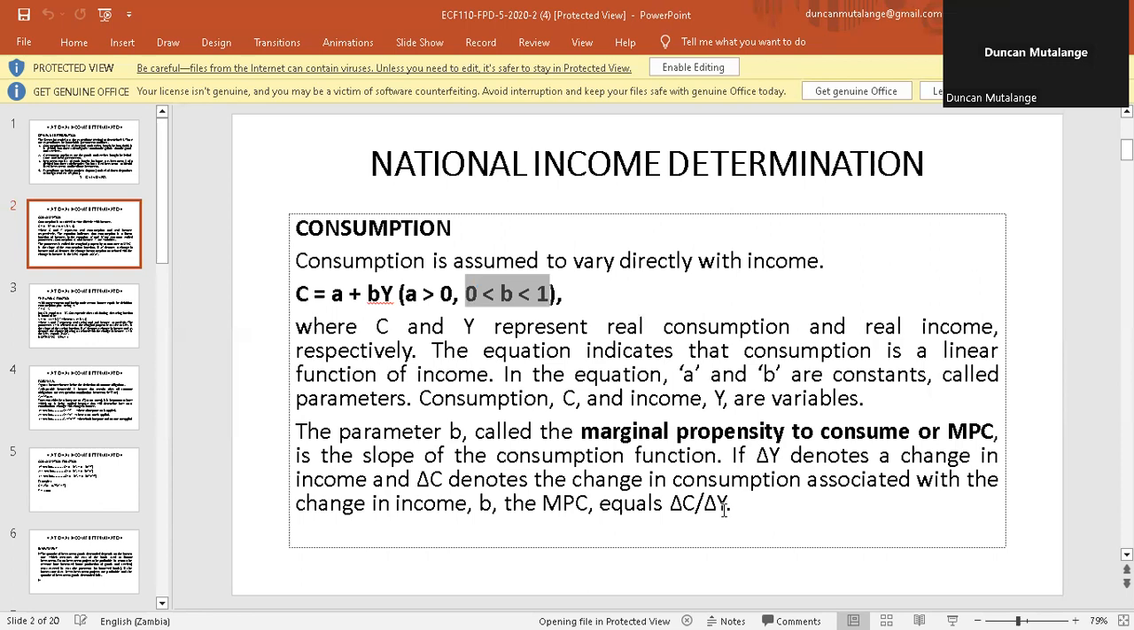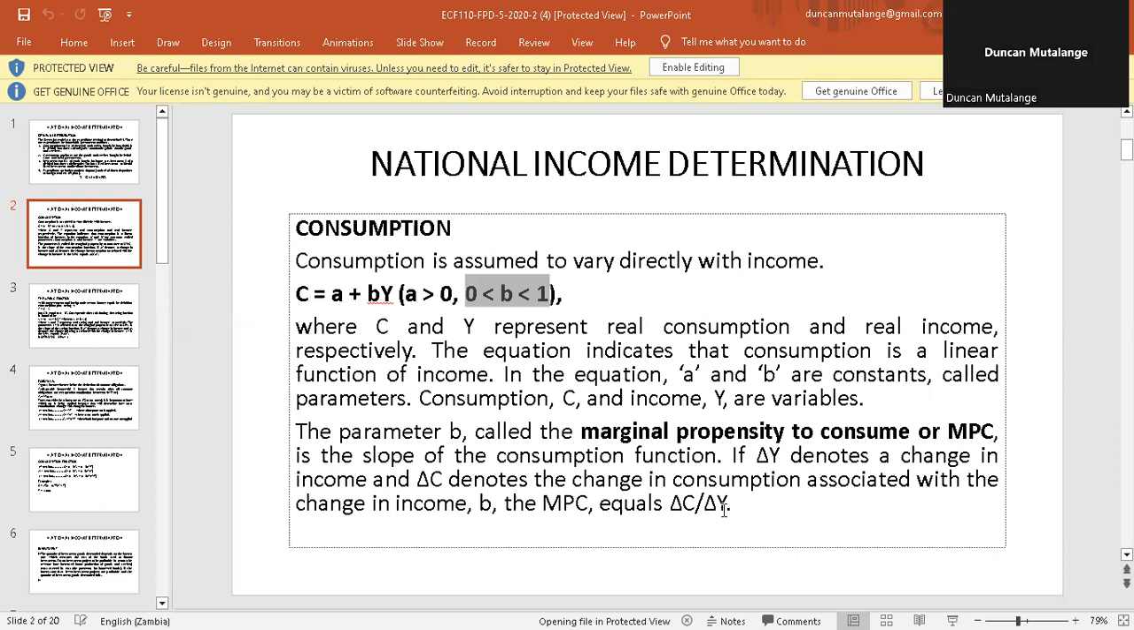So the MPC shows us how consumption changes when income changes. That's what the gradient shows. So the gradient of every line shows us how the y-axis changes. Can you say that again? Okay, so I said the MPC shows us how consumption changes when income changes.